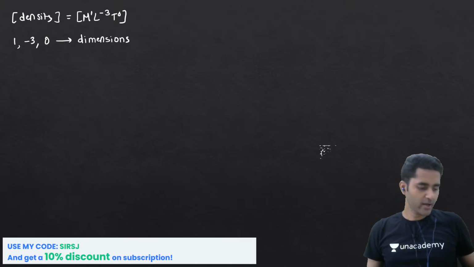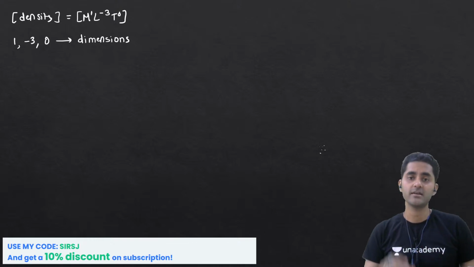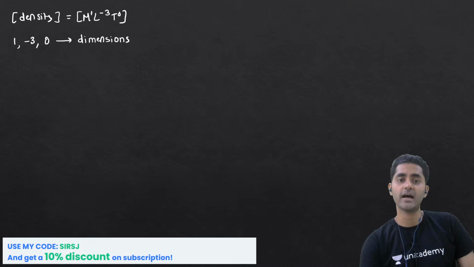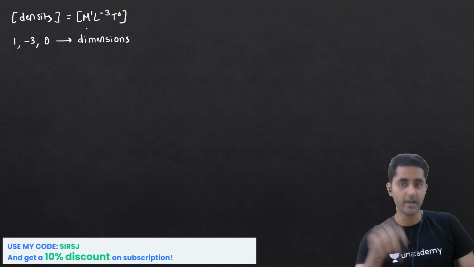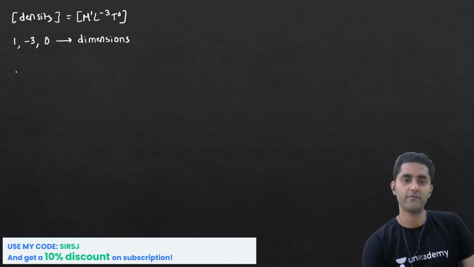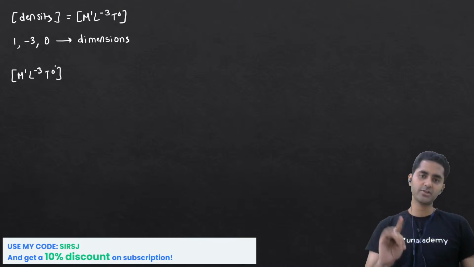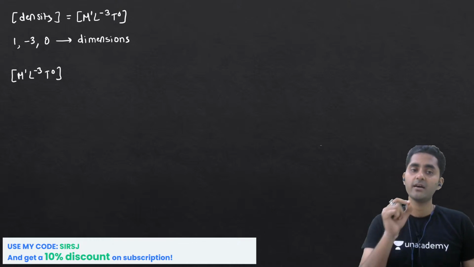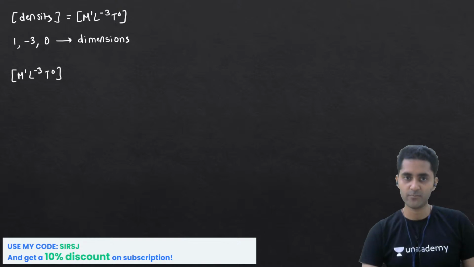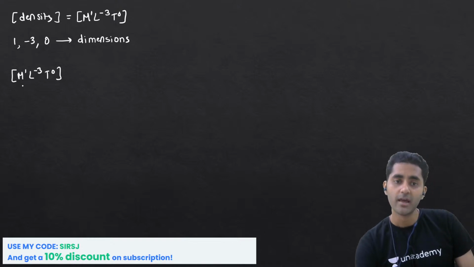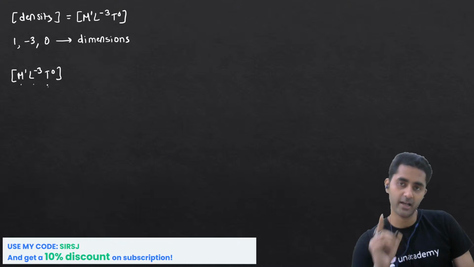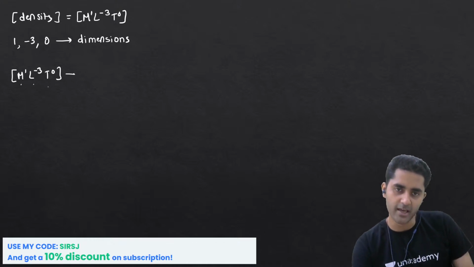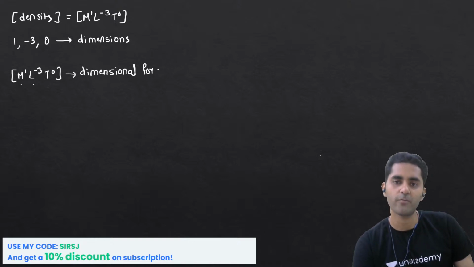Now, when we also write the quantities on which your quantity depends, along with the dimensions, then it is called a dimensional formula. For example, if I write M1 L minus 3 T0, it is clear that the dimensions are 1, minus 3 and 0, and also that it is 1 in mass, minus 3 in length and 0 in time. This expression tells you about the quantities on which density depends. So this entire expression is what we call the dimensional formula.